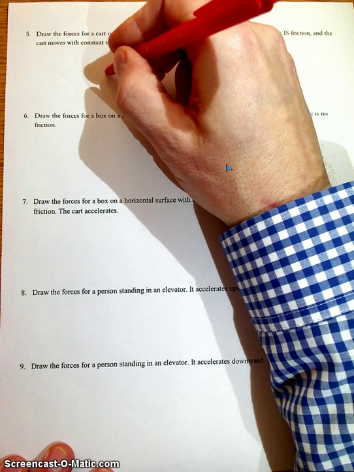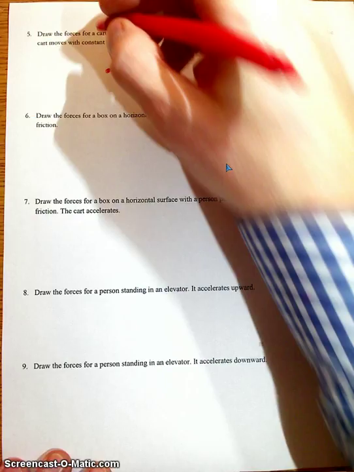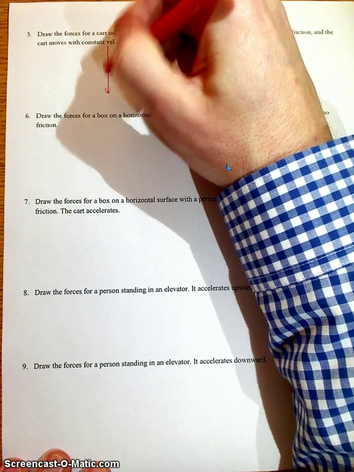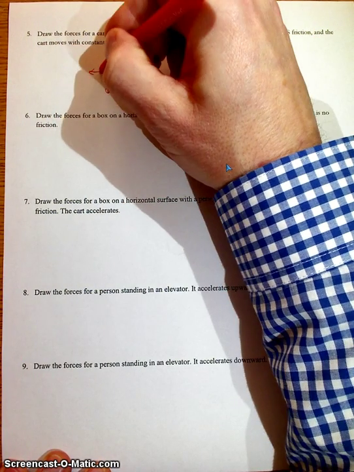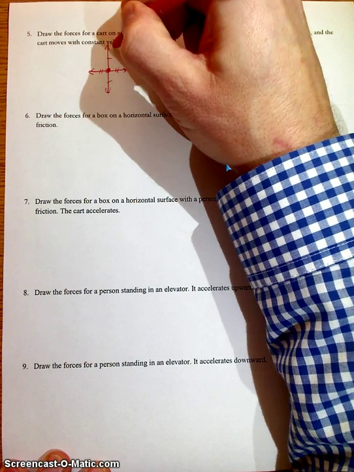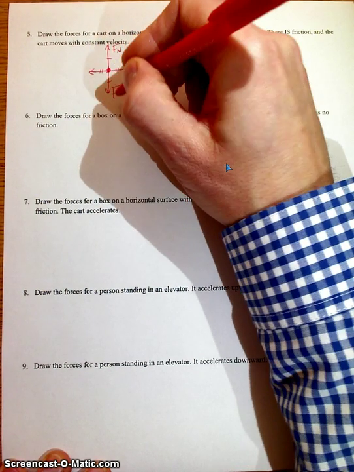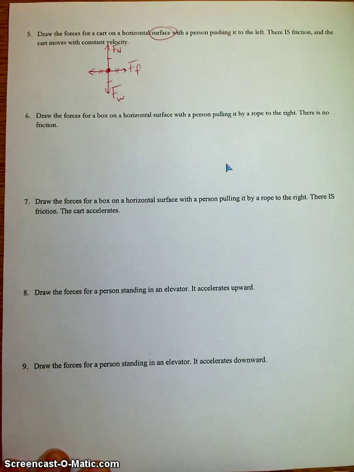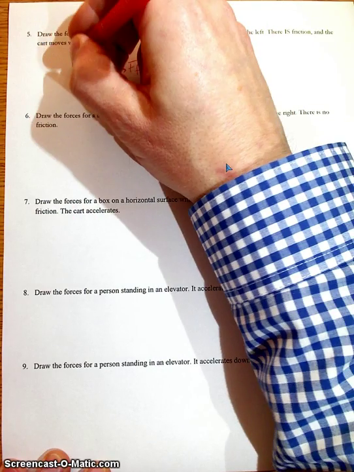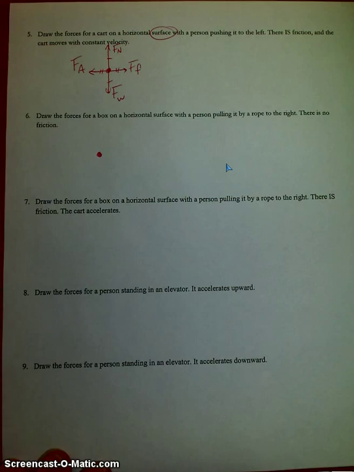Now here's my solution to number 5. Now the cart's moving with constant velocity, so all of my forces are balanced. These two are equal. These are equal, and now we label normal force because it's on a surface, the weight because it's near the Earth, friction because it's opposing the motion, it's going opposite to the motion, and the applied force. Try number 6. Pause this as often as you need to.